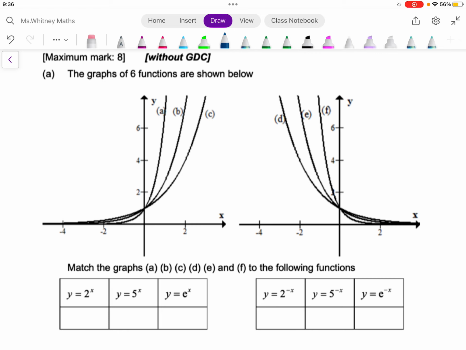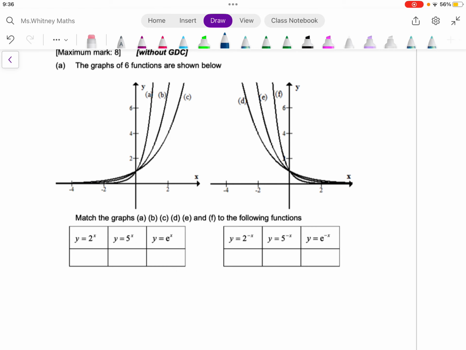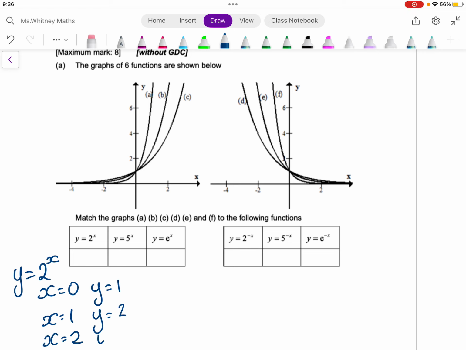Okay, I'm going to go through them now. And what I like to do, just for think about my common sense, is I will just substitute numbers in. Okay, so if, say I'm doing y equals 2 to the x. Okay, if x is 0, y is just going to be 1. Okay, if x was 1, y would be 2. If x was 2, y would be 4. Okay, because they would replace my power.